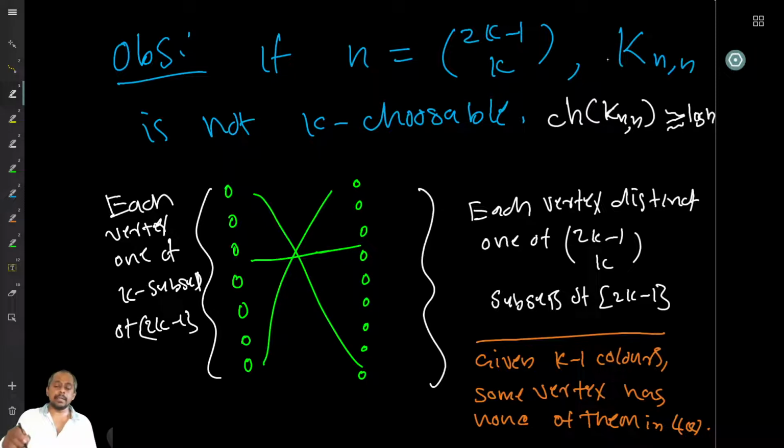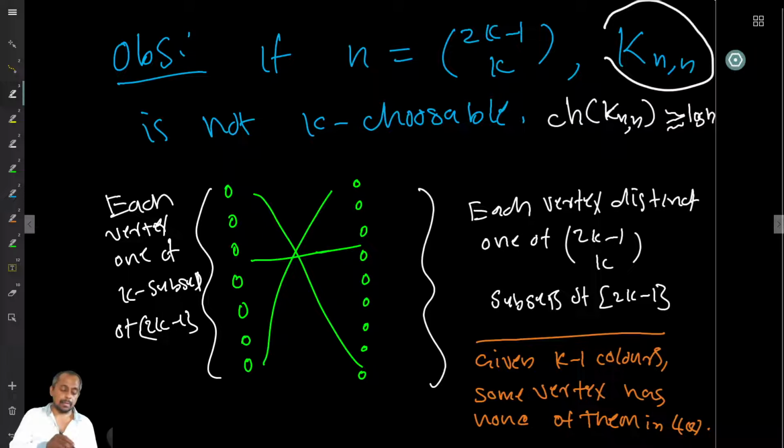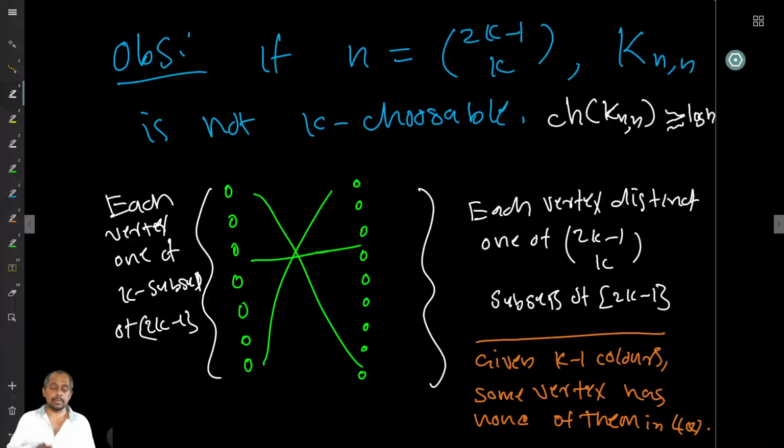K_{n,n} is the complete bipartite graph on two n vertices. n vertices on this side, n vertices on that side. Every vertex on this side is connected to every vertex on the other side. So both sides are independent sets, but all possible edges in between are there. Yes, that is the complete bipartite graph. Now this graph is not k-choosable, right?